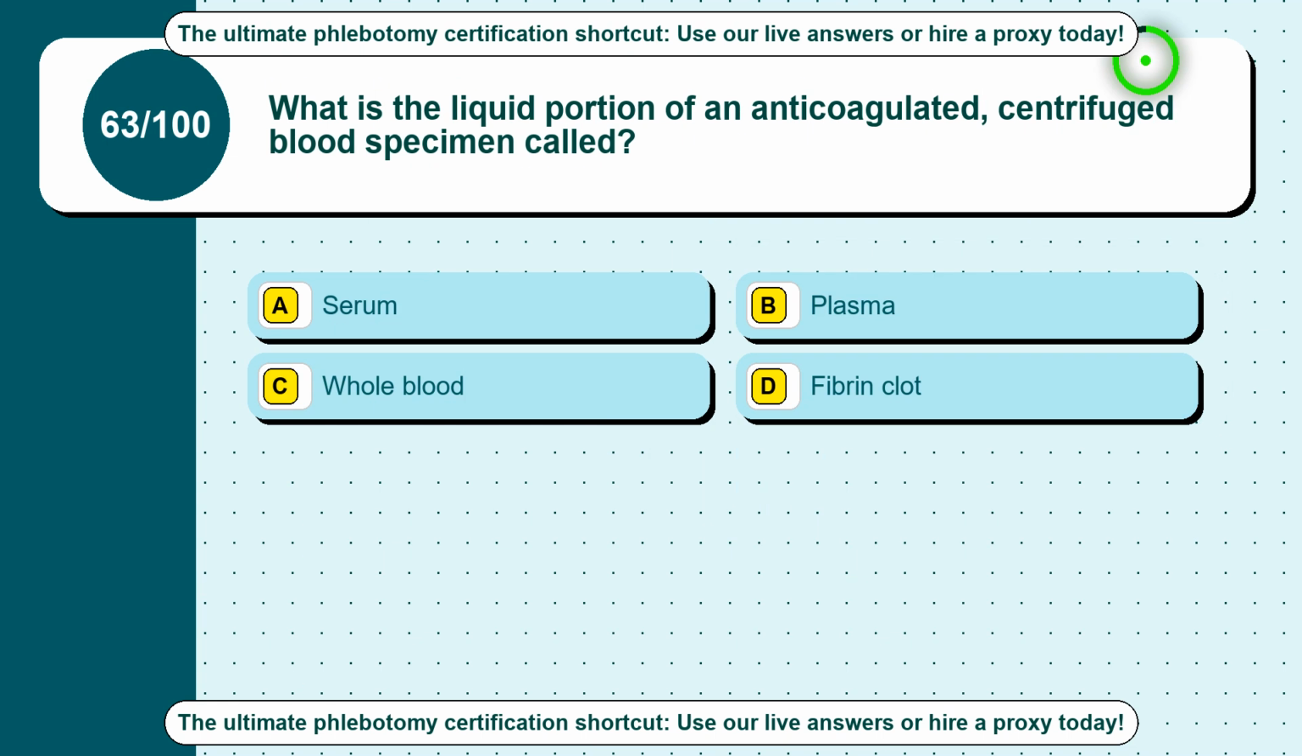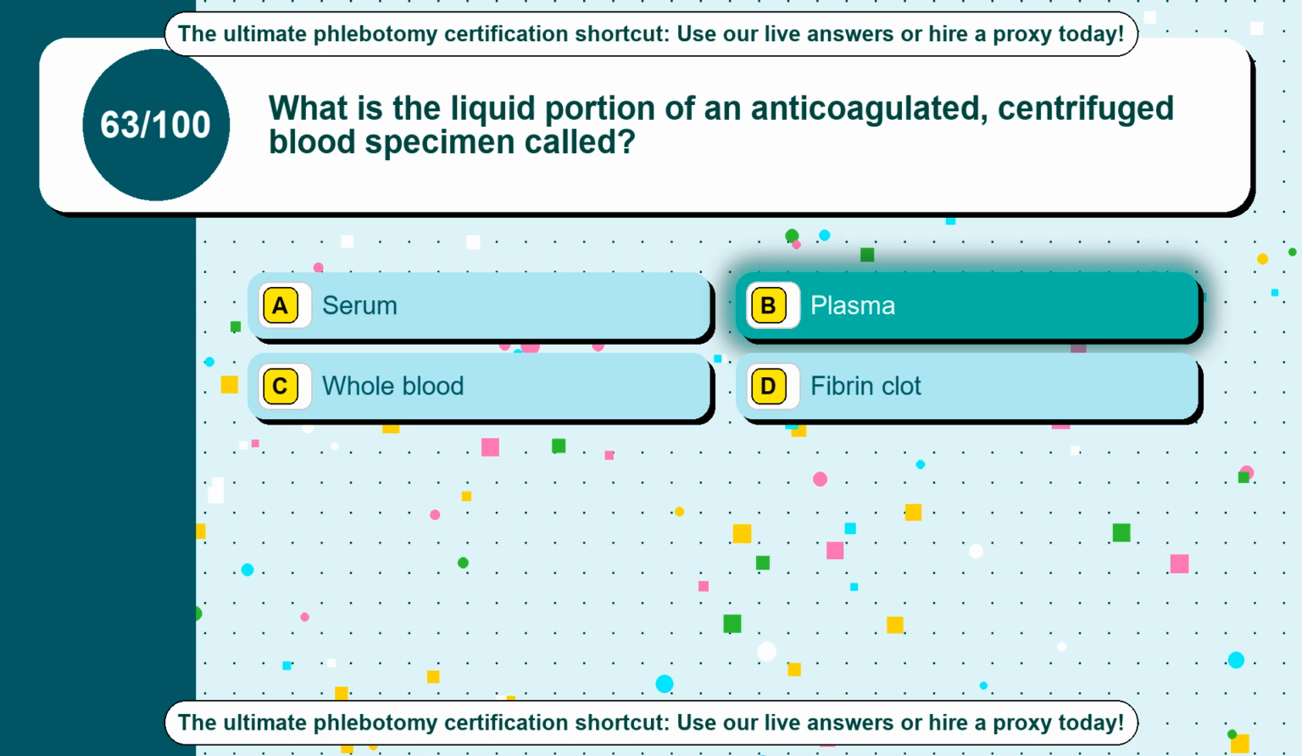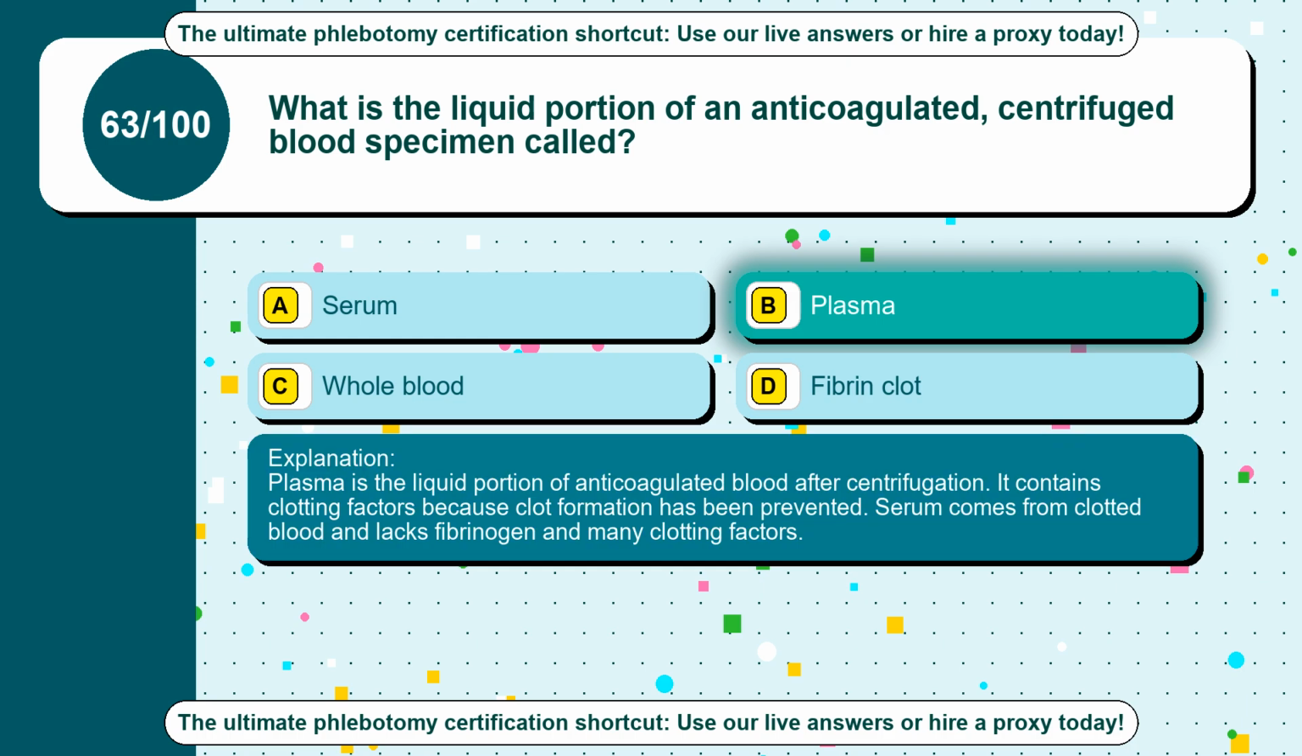Question 63. What is the liquid portion of an anticoagulated, centrifuged blood specimen called? Option A. Serum. Option B. Plasma. Option C. Whole blood. Option D. Fibrin clot. The correct answer is option B. Plasma. Plasma is the liquid portion of anticoagulated blood after centrifugation. It contains clotting factors because clot formation has been prevented.